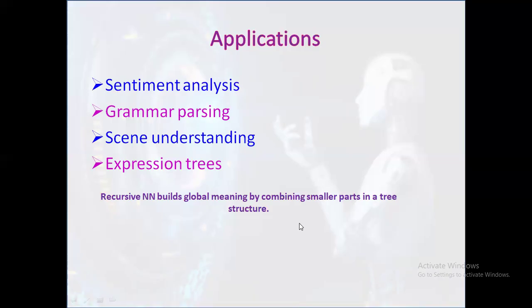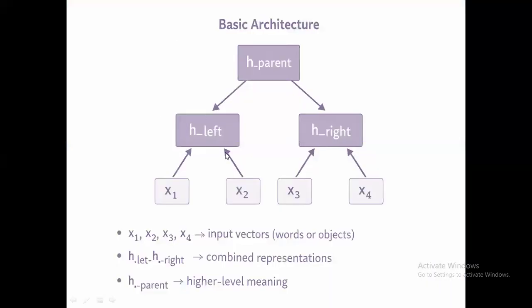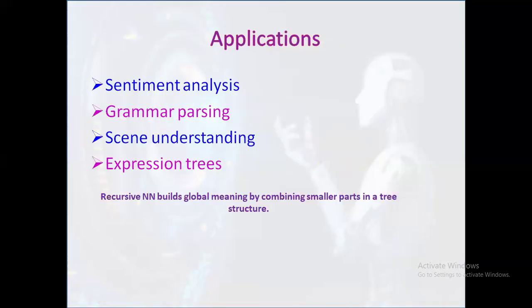The final concept we can understand is that the recursive neural network builds global meaning by combining smaller structured parts in a hierarchical tree. The main idea is that we split into the leaf nodes like this, we combine the child nodes, and finally we get the parent. So this is the recursive neural network.